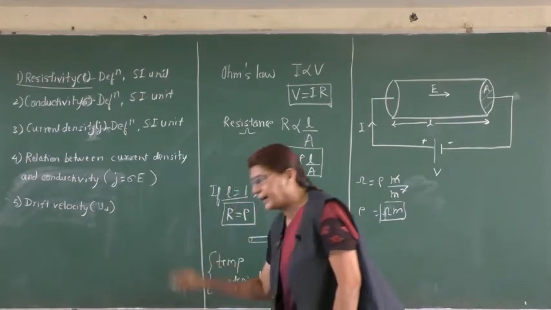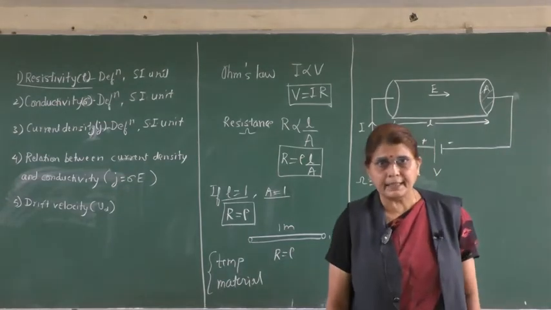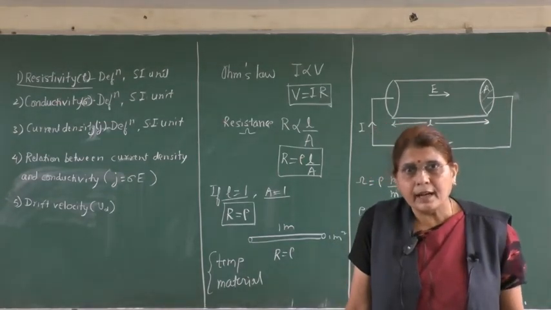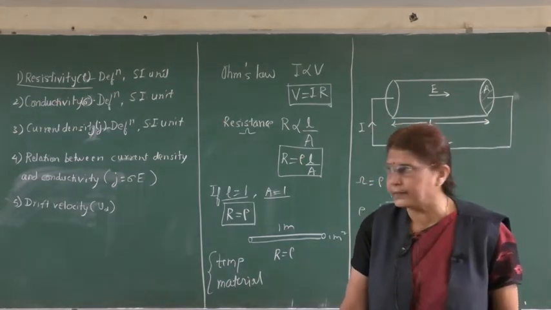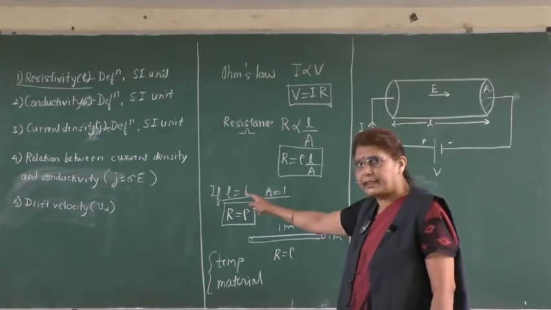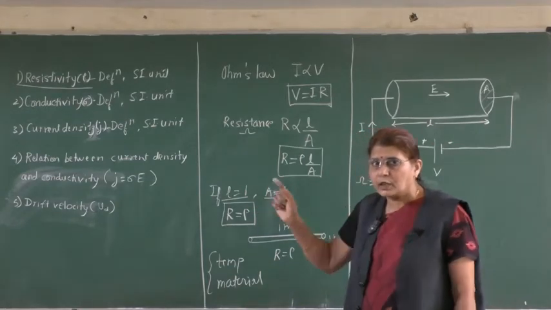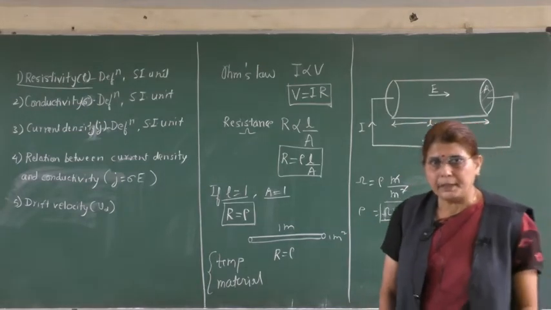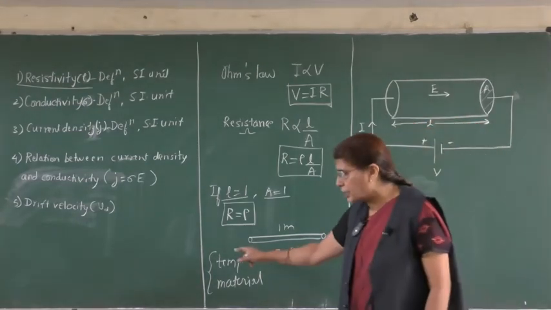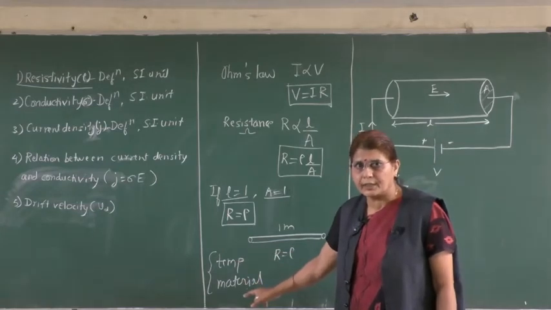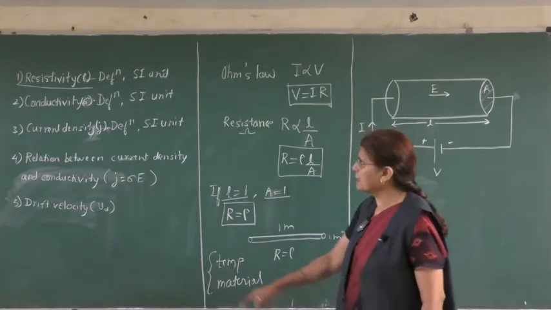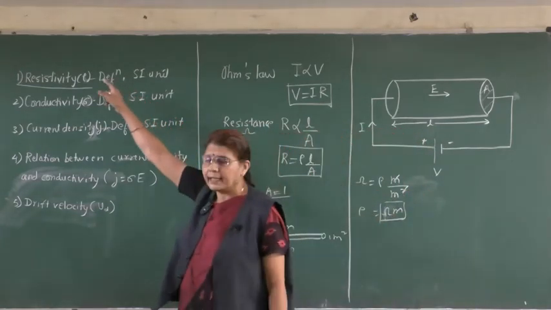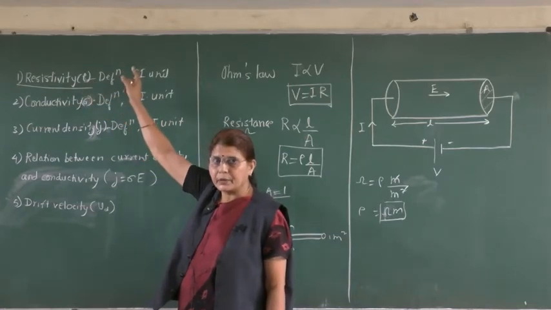So these are the two factors on which resistivity depends. It does not depend upon the dimensions of a conductor, because dimensions we have already taken as unit length and unit area of cross section. So it is independent of the dimensions of the conductor. It depends on two factors: one is temperature, another is the material of the conductor. So this is the first point, that is resistivity, its definition and its SI unit.